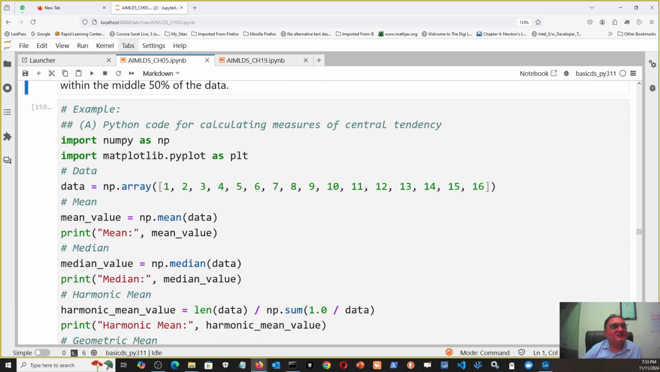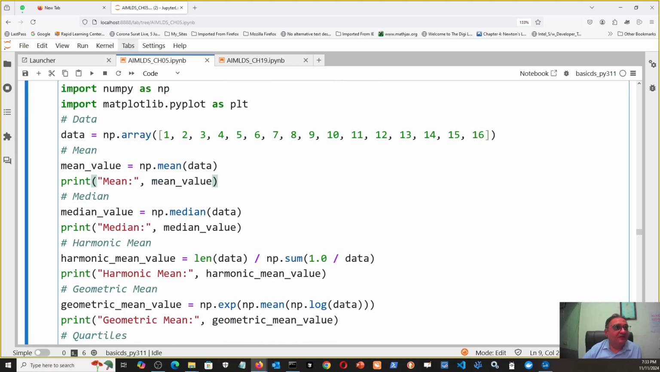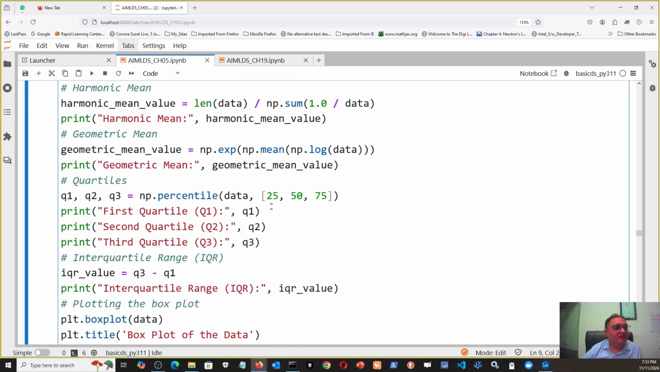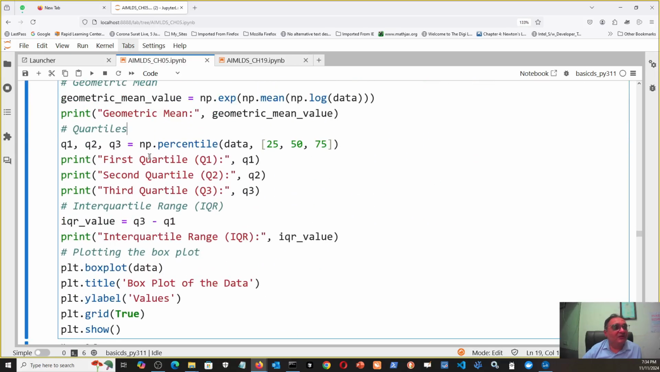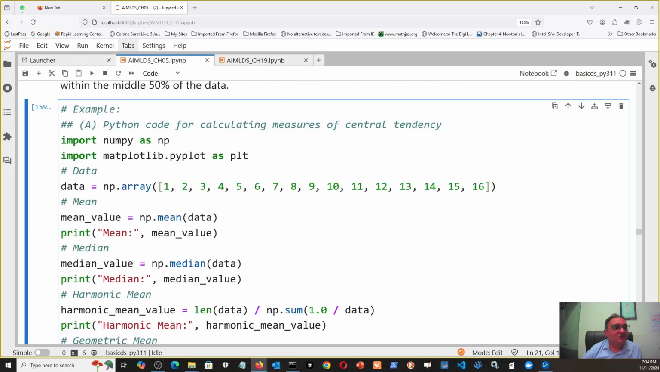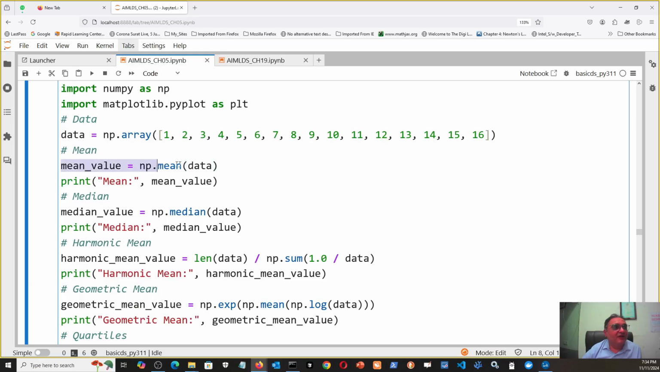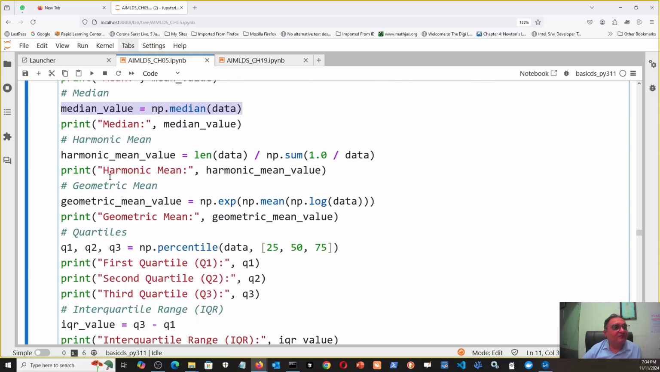Let us try to do the same thing by code. This is for mean, median, mode, but that much we have already done. Now we are also doing quartiles. Suppose I have these data points, 1, 2, 3, 4 up to 16 data points, and I am creating a NumPy array out of it. Now I am finding the mean. Mean can be found by NumPy, so np.mean. Then median can also be found by NumPy, np.median.